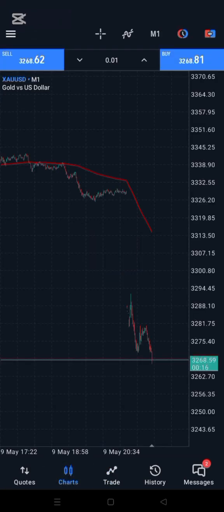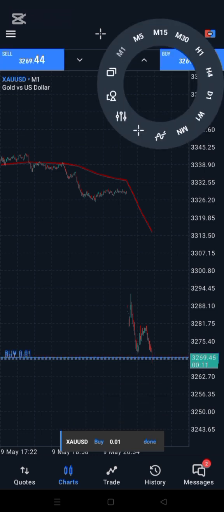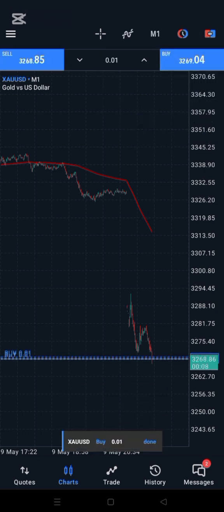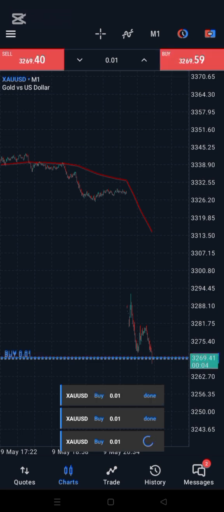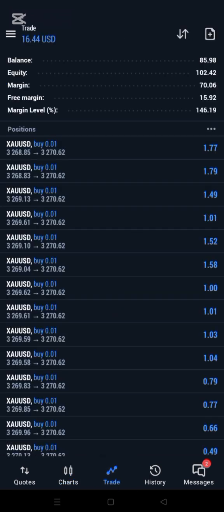It's around 1 a.m. and the market on gold has just opened. So I just want to make some scalping. As you can see on the current gold trend, XAUUSD, the market is showing a significant down movement.